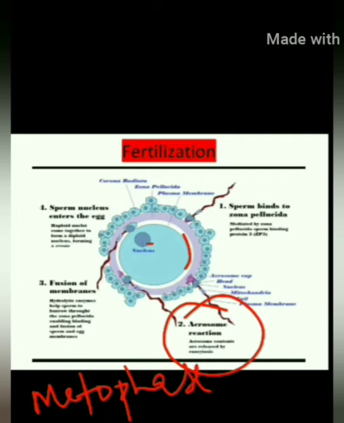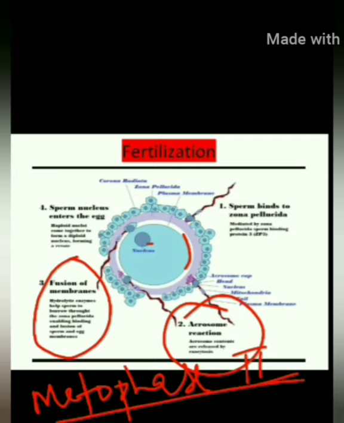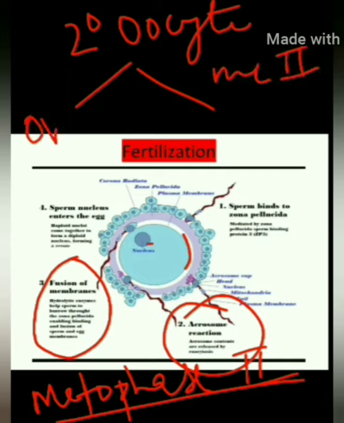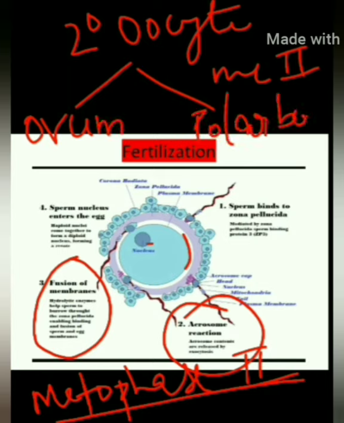As you know, the ovum is arrested in metaphase second, so this triggers the completion of metaphase second. The third step is that the membranes are fusing together. When the completion of metaphase second is triggered, the oocyte divides into two, meaning meiosis second is completed, and ultimately it forms the ovum and the polar body. Then this ovum fuses with the sperm.